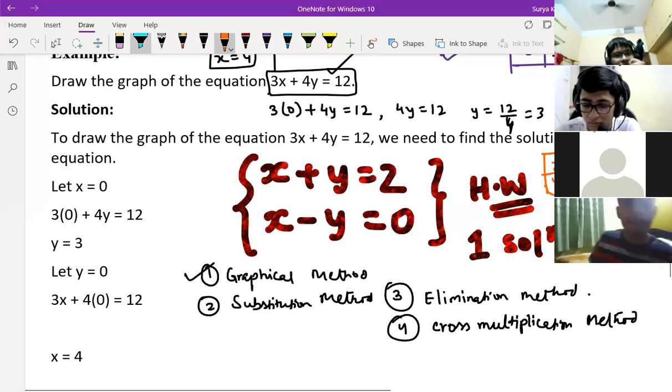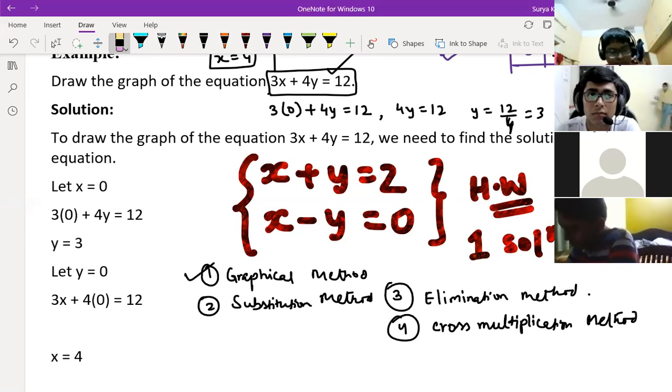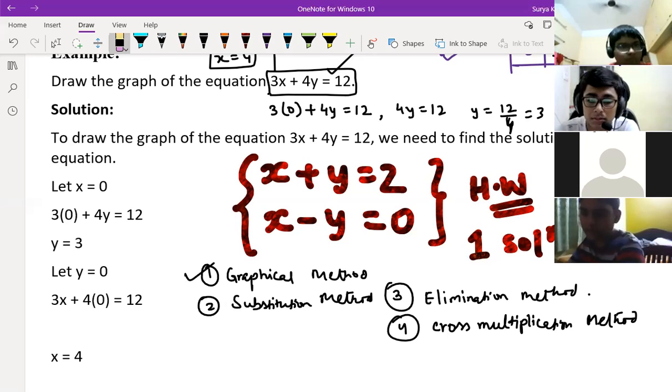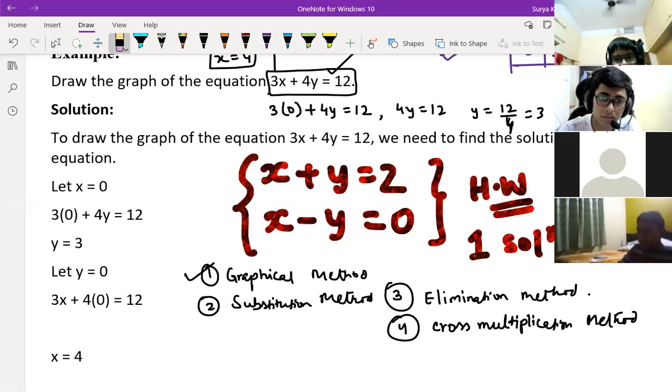Sir, if we take x plus y is equal to 2, and if we take x as 0, then y will be 2, sir. So 0 comma 2. Don't tell anything right now. Let me discuss all the methods, then you come back with your answers. Tell me once again what you are saying. If x plus y is equal to 2, I'm taking x as 0, and y is equal to 2. So 0 comma 2, sir.